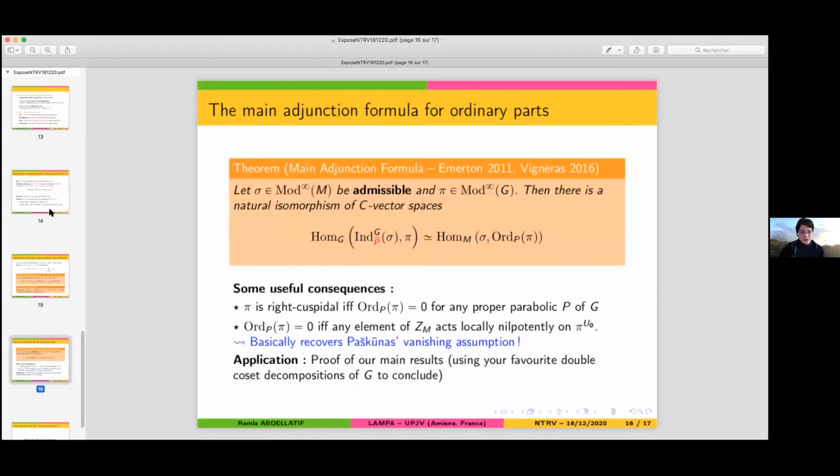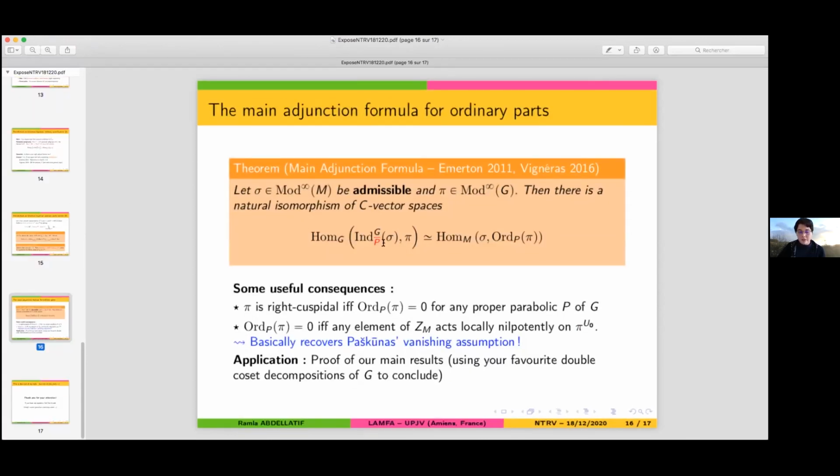And the main adjunction formula tells you, so you have to be careful, okay? It tells you that this ordinary part will be a right adjoint to the parabolic induction from the opposite Borel. But if you look at a supercuspidal or supersingular representation, taking the Borel or the opposite Borel, you don't care. The point is that being supersingular implies that all these ordinary parts will vanish, for a proper parabolic. In rank 1, that's basically just the minimal parabolic to look at. And the formula we have gives you exactly this vanishing assumption of Paskunas.